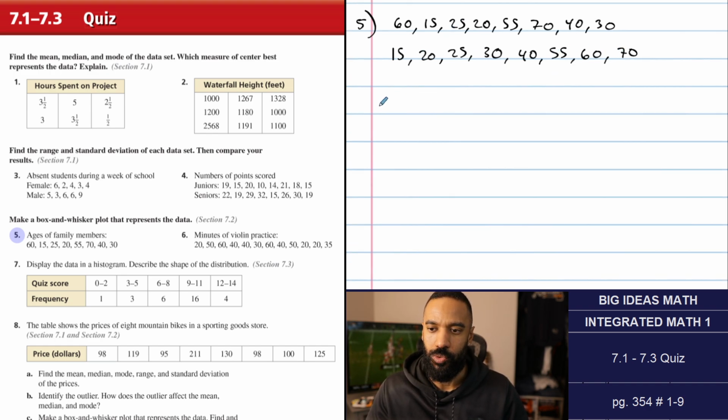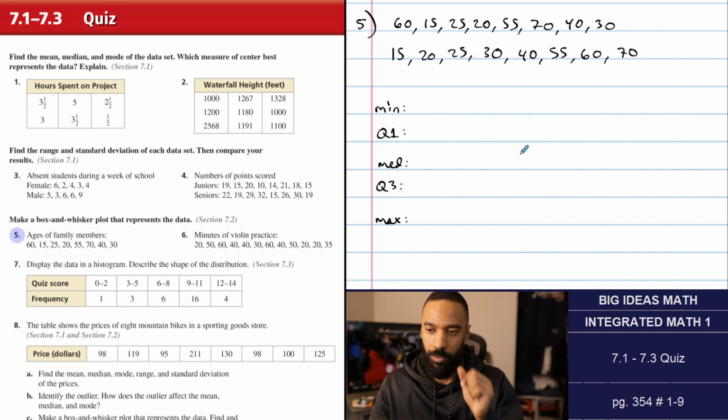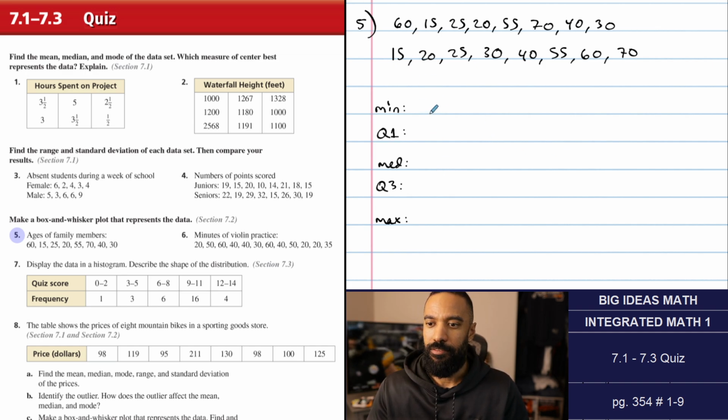Now, this is important because we're going to find 5 values to make a box and whisker plot for it. We're going to find the min value or the least value, Q1 and Q3. I'll save those after I get the median. Median is basically Q2. It's the second quartile. And the maximum value. Then we'll draw a box and whisker plot off that. Min value is 15.